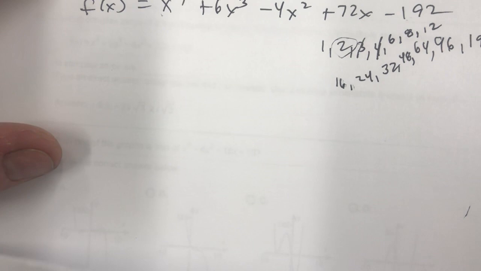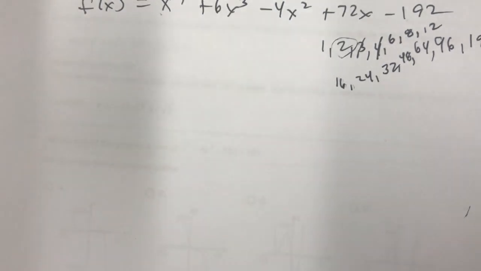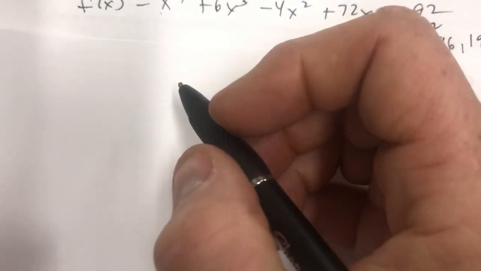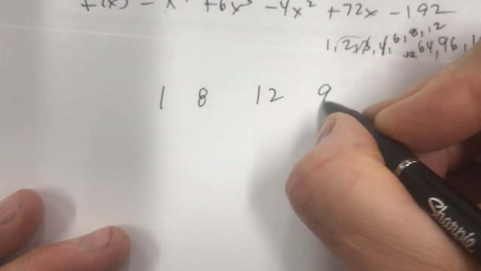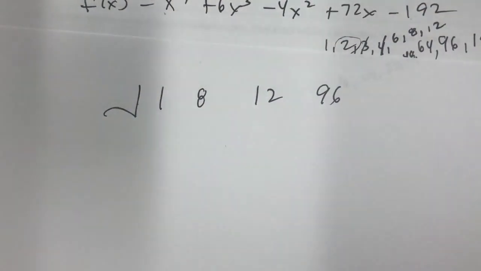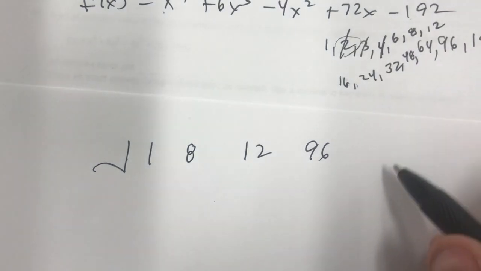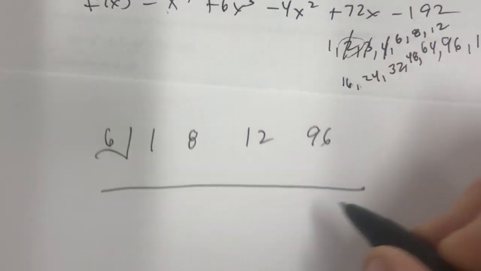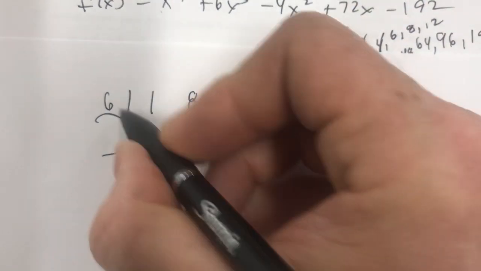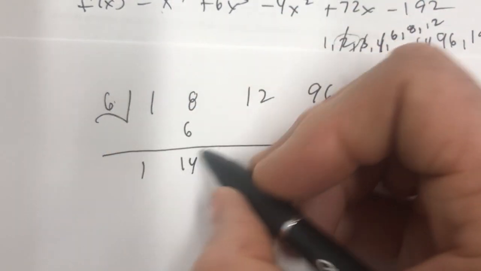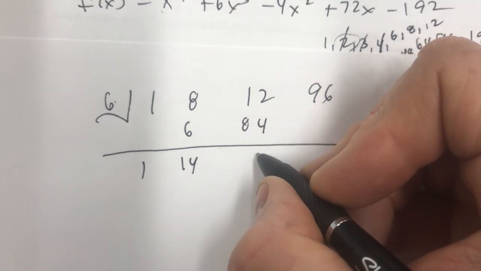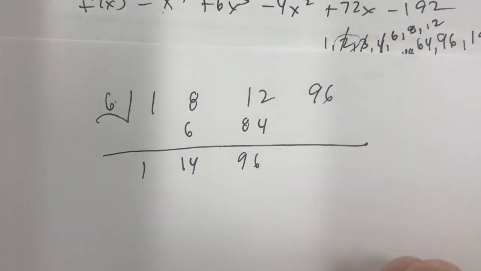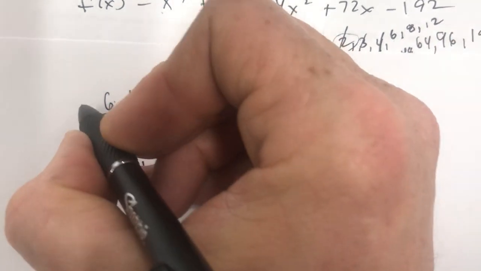Okay. All right, so let's try something else. I've got 1, 8, 12, 96, and I've already did 2, and let's try 6. 1 comes down, 6 times 1 is 6, add these 14. 6 times 14 is 24, 2, 84. Add these is 96. That's way off. 6 times 96 is going to be way off. Let's try negative 6 though.